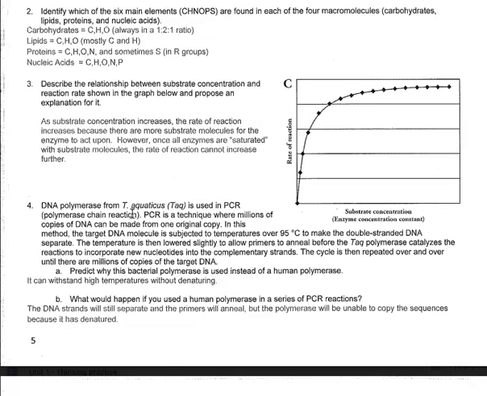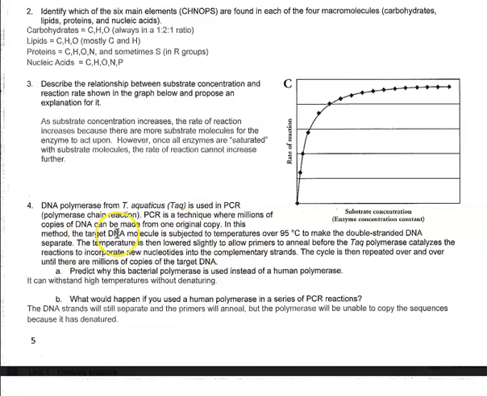And this is actually something that I know a lot about. It's Taq. It's used in PCR, okay? So it's a DNA polymerase from a particular bacteria. PCR is a technique where millions of copies of DNA can be made from one original copy.